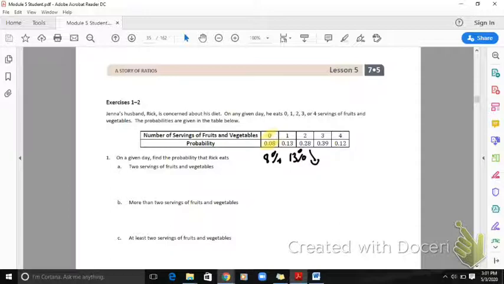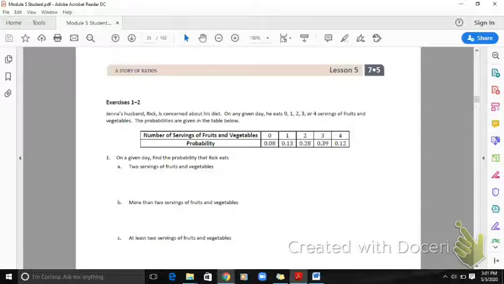The number of servings of fruits and vegetables, if it's 2, the chance of that happening is 0.28, which is the same as 28%, and so on for the other two. So again, you could view them as percents or decimals. Either one is fine. Sometimes in different problems you'll see it as decimals, sometimes you see it as percents. It's just good to know that you can use it as both.